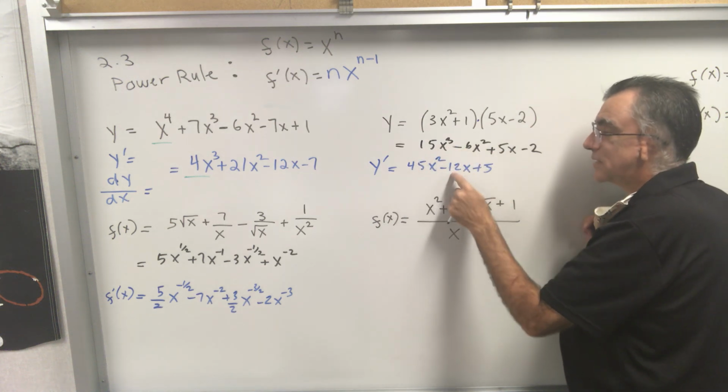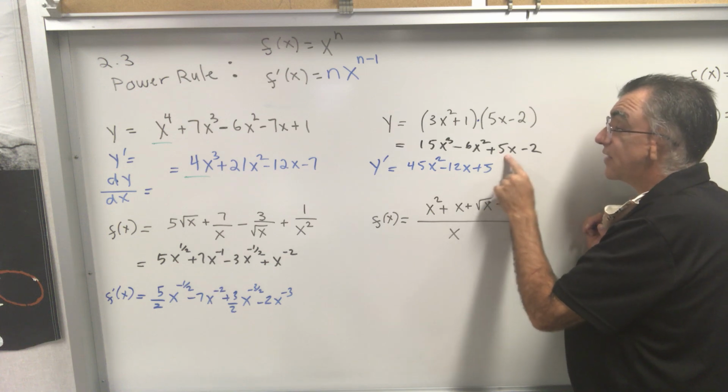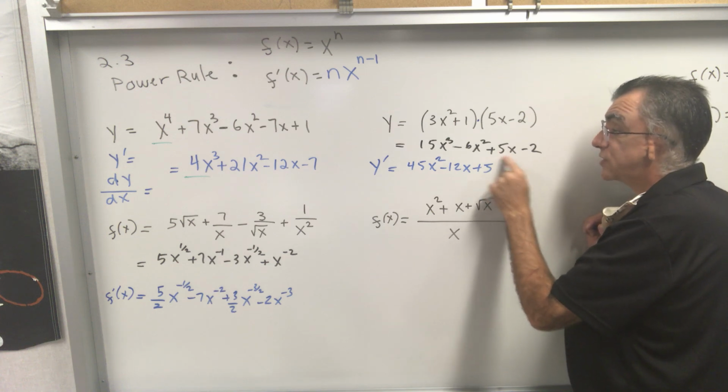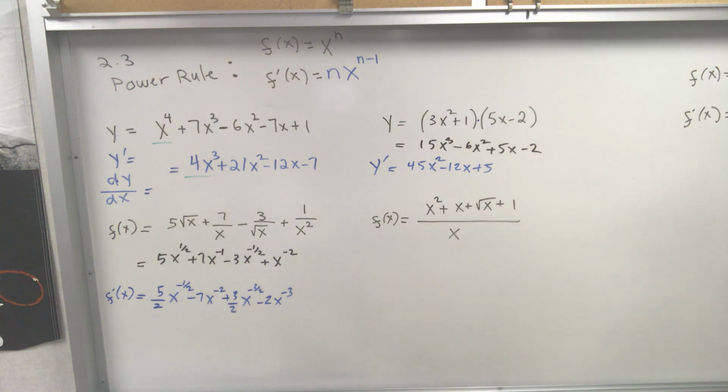Subtract 1. 2 times 6 is 12, but it's negative. And again, the derivative of 5x, remember derivative means slope. So this slope is 5, and this slope is 0. And as you could probably imagine, same thing on this one here.